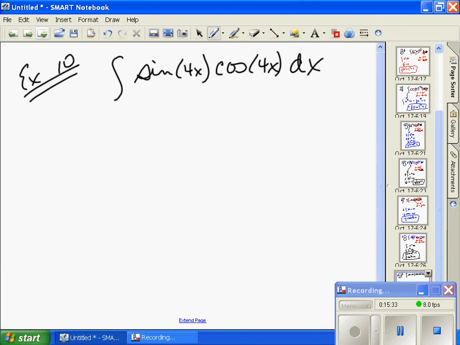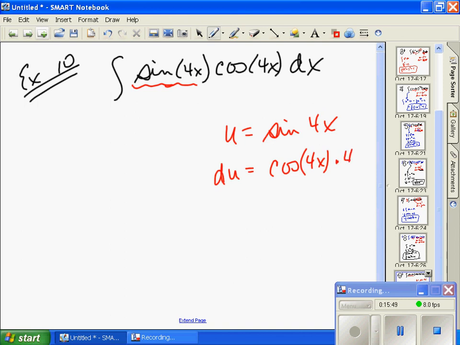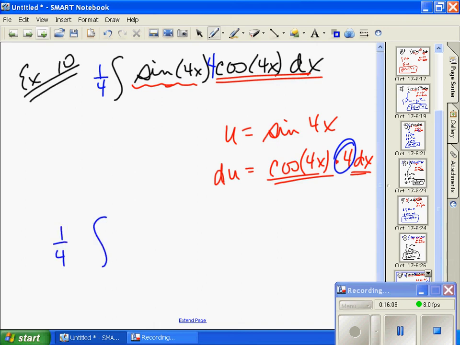Okay, so on this one I'm just going to randomly pick sine to be my u. I'm going to let u be sine of 4x. Then I don't have to worry about a negative. And then I have the derivative of that to be the cosine of 4x times 4 dx. Don't forget that 4. The chain rule, we have to use the chain rule on this one. And I'm looking up here, I have my cosine 4x dx, but I am missing the number 4. So I'm going to squeeze in a 4 there, multiply by the reciprocal out front. So I get a 1/4 integral of u du.